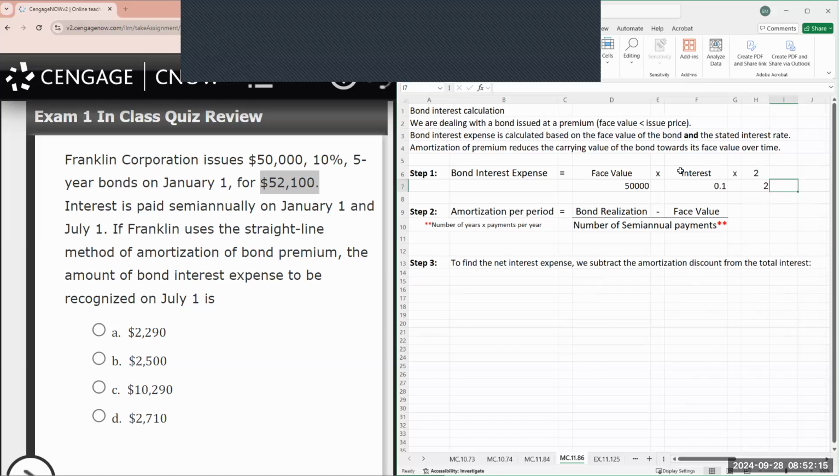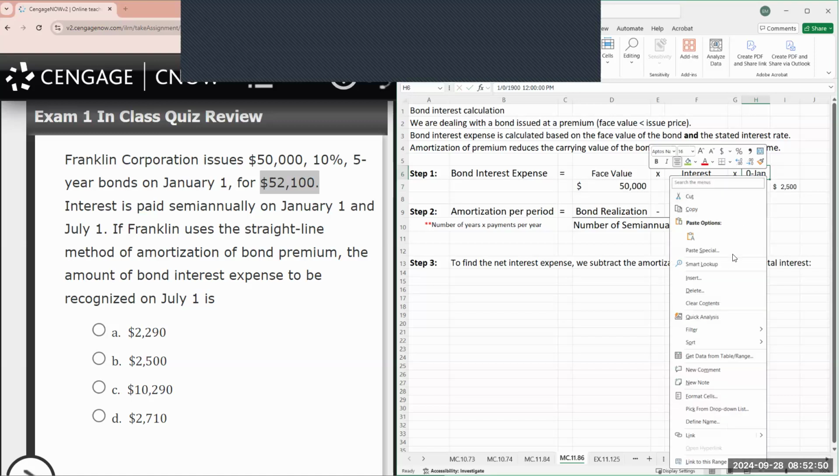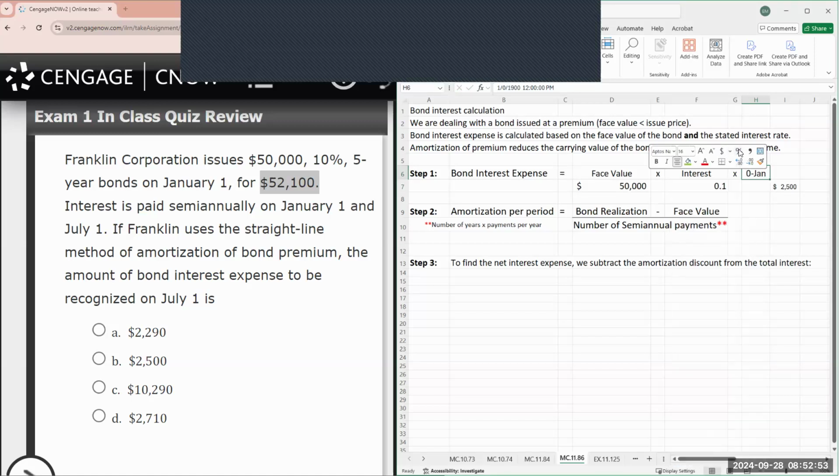All right, so we calculated as follows. $50,000 times 10%. Oh, this actually needs to be times 1/2. Sorry about that. So times 1/2. All right, let's just times 0.5. And the reason why we are using 0.5 is because it's being paid twice a year.